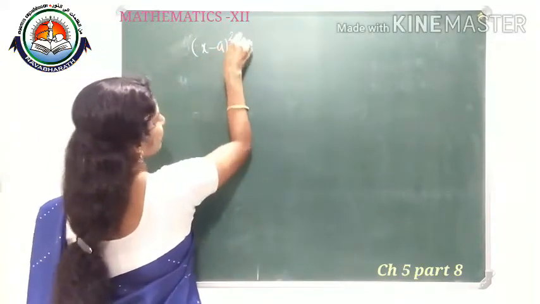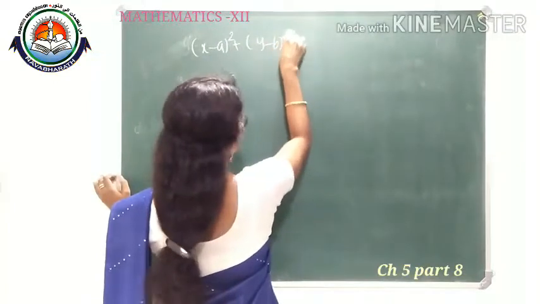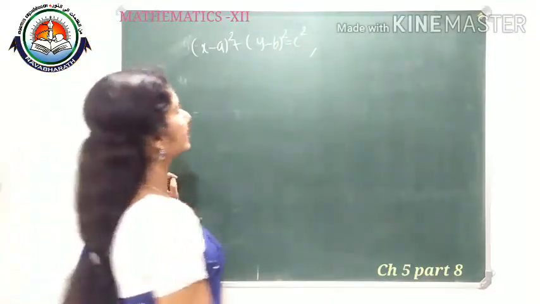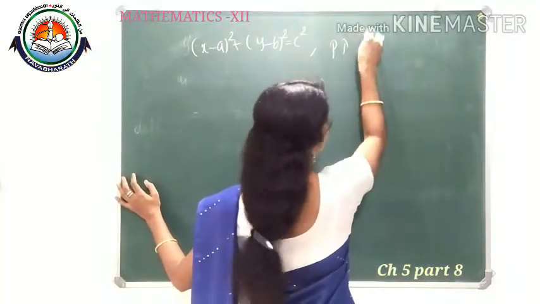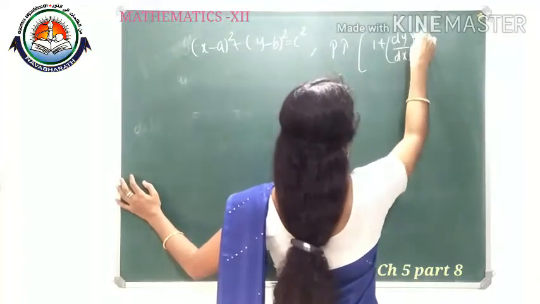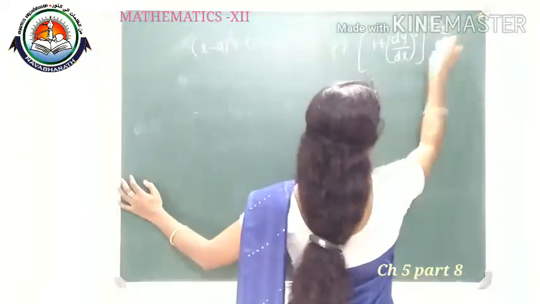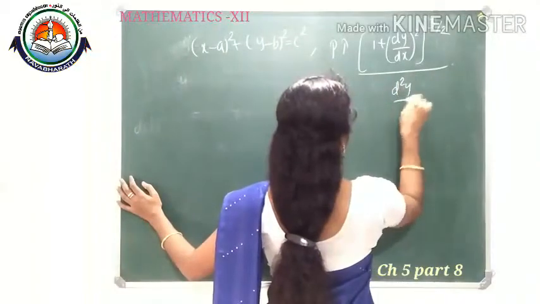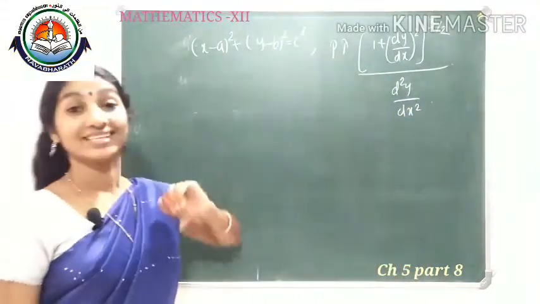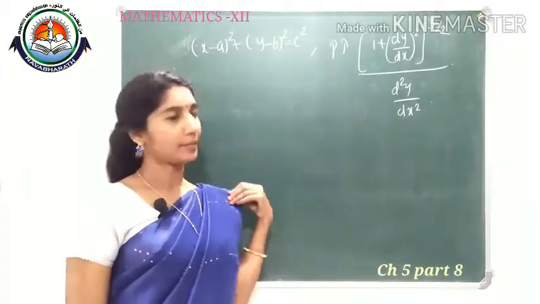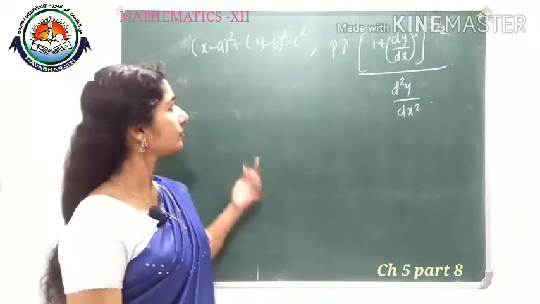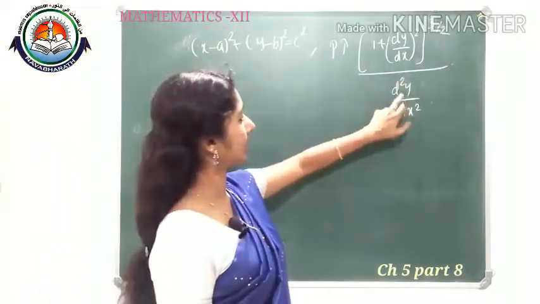x minus a whole square plus y minus b whole square is equal to c square. One result is given like this. We need to prove that (1 plus (dy by dx) whole square) all raised to 3 by 2, divided by d2y by dx2, is independent of a and b. That means this value does not contain a and b. That we need to prove. So for that we need to find dy by dx and d2y by dx2.